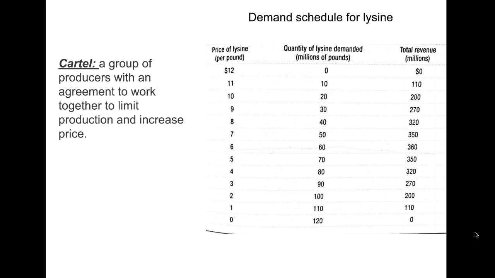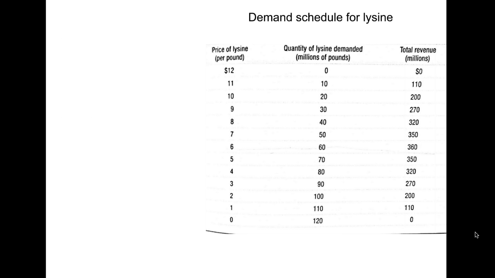Now, it's obvious from this table that in order to maximize the combined profits of the firms, this cartel should set total industry output at 60 million pounds of lysine. That would sell at a price of $6 a pound, and that would lead to $360 million in revenue, the maximum amount of revenue possible. Then the only question would be how much of that 60 million pounds each firm gets to produce. A fair solution might be for each firm to produce 30 million pounds and each receive $180 million in revenue.